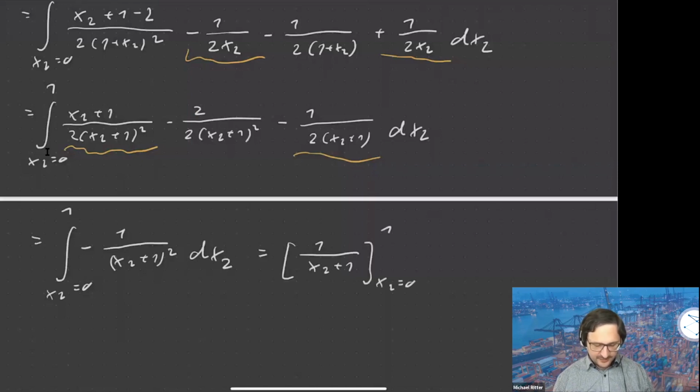Okay, we have to evaluate that. Again, x2 from 0 to 1. So what we get is for the upper bound 1, we get 1 over 2. For the lower bound 0, we get 1 over 1. So that's minus 1. So the result is minus 1 over 2.